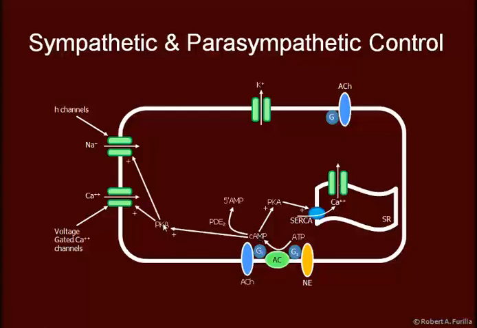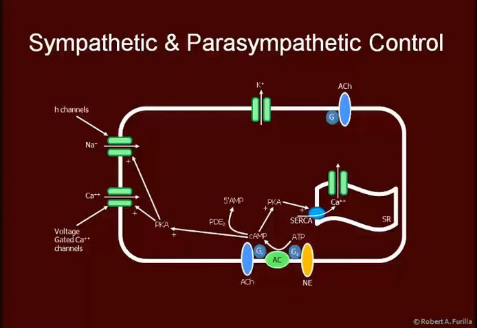Cyclic AMP activates protein kinase A, and in this example, protein kinase A opens up calcium channels, and this is important, again, for contractility. But for controlling heart rate, the important thing is it opens up these HCN channels, allowing sodium to enter faster than normal. So sympathetic activity opens up these channels, and sodium rushes in at a faster rate. I'll get back to that again in a minute.